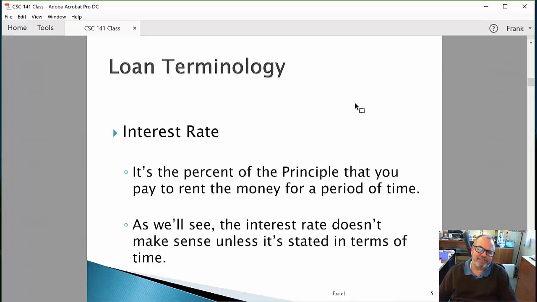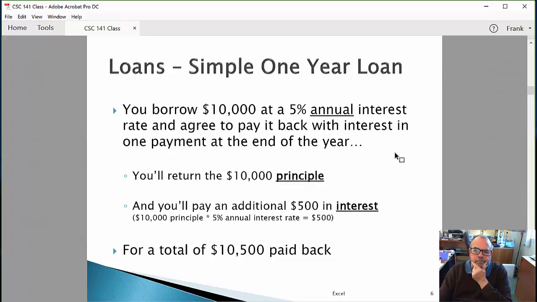Another important terminology is the interest rate. That is the amount of rent that you pay on the loan. It's stated as a percentage of the principal that you pay to rent the money for some period of time. One of the things that's important to get your arms around here is that the term interest rate doesn't make any sense unless you also say over what period of time. That'll get clear as we begin to look at things. But just understand that interest rate has no meaning unless you also specify the time that you're charging the interest rate over.